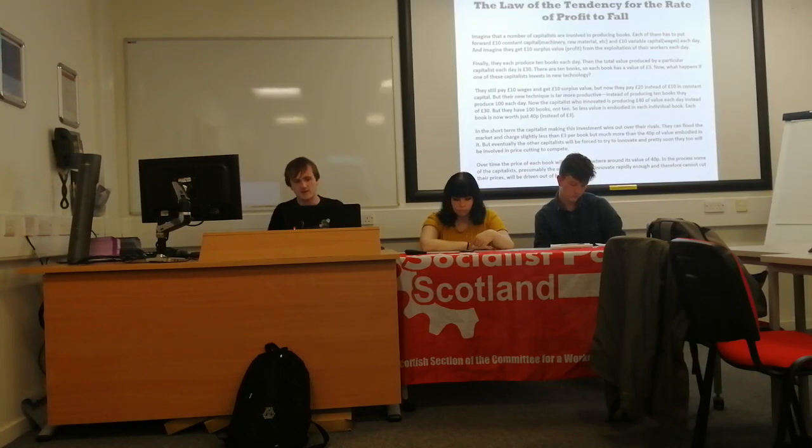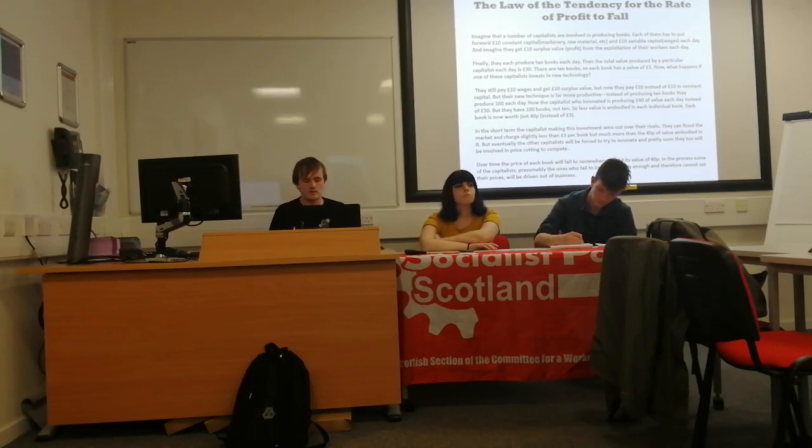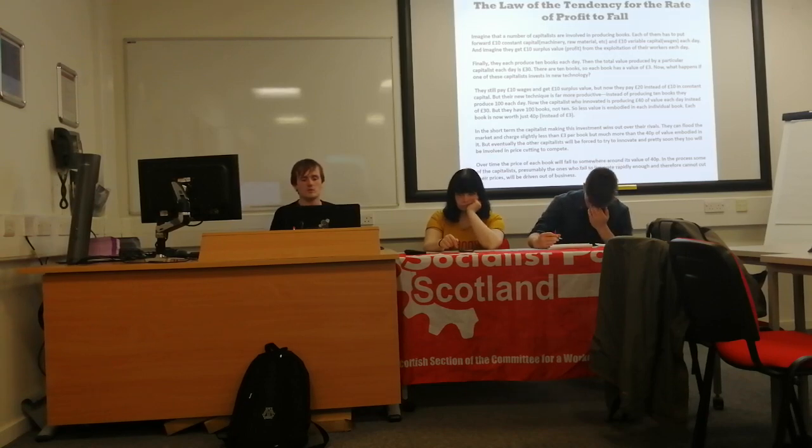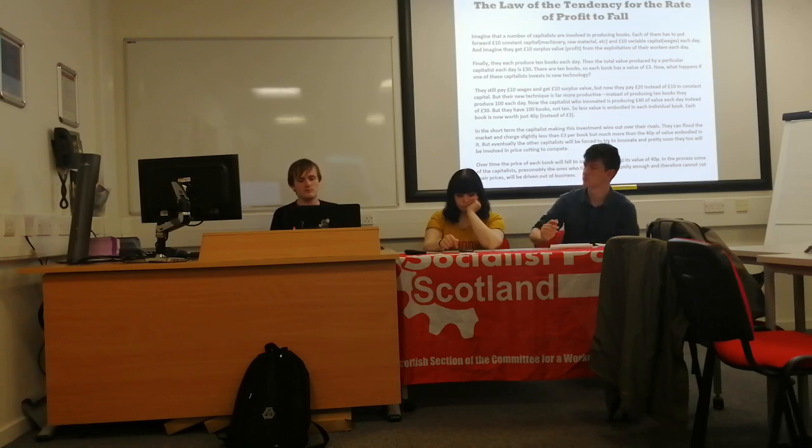And so here's the exciting bit: the tendency for the rate of profit to fall. People talk about it a lot, but a lot of times people don't really get what it actually means. So if there was a number of capitalists involved in producing books, for example, it could be anything, but take books. Each of them has to put forward £10 constant capital for machinery and raw materials and whatever, £10 variable capital for wages each day, and they get £10 surplus value profit from exploitation of the workers each day.